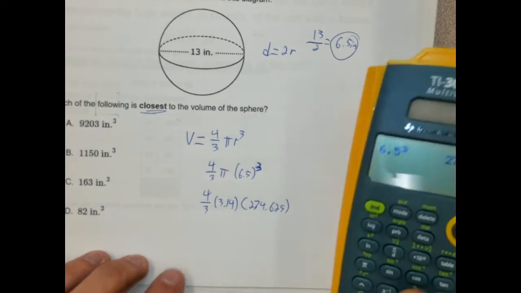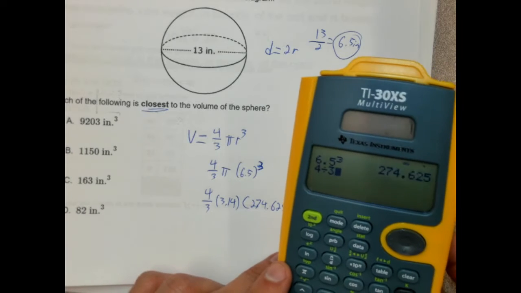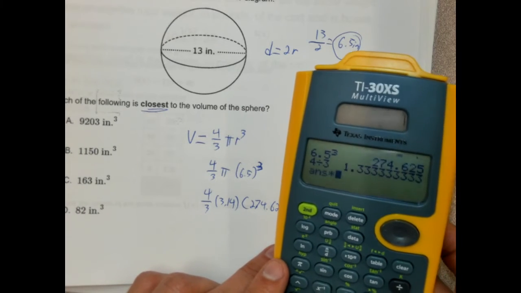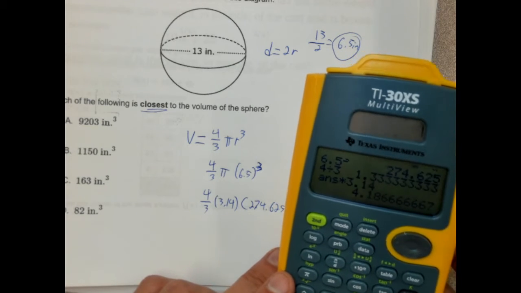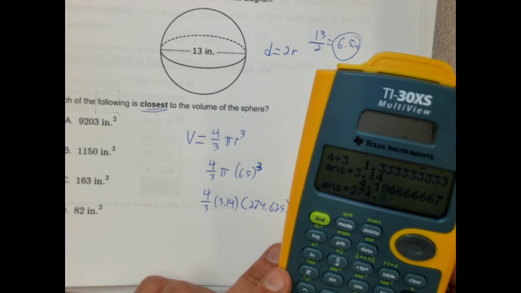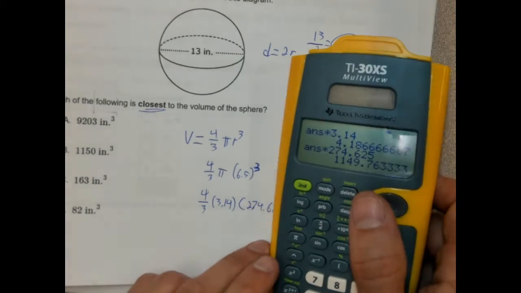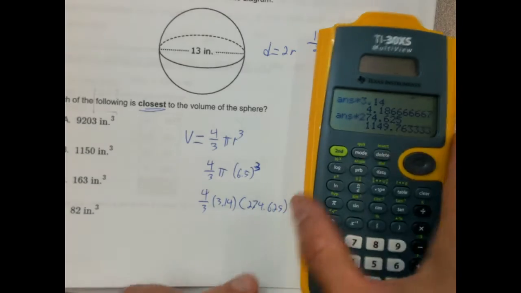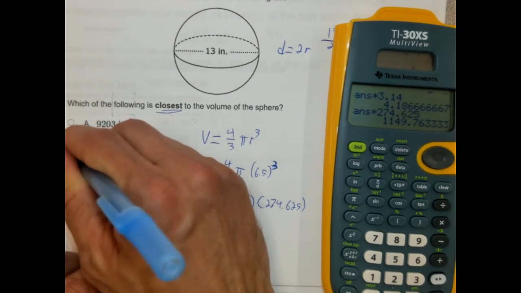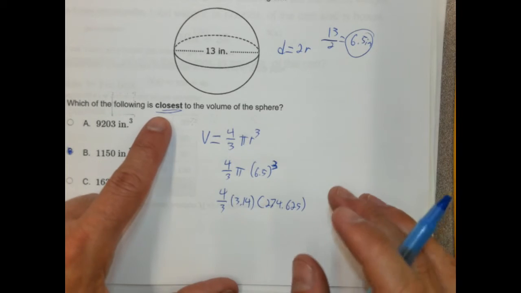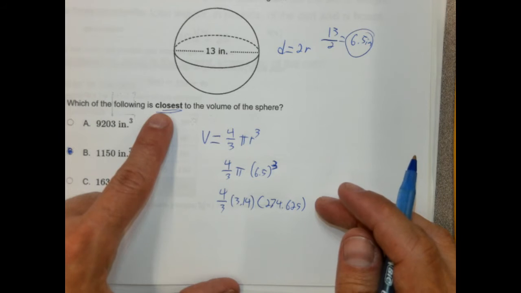So we're going to say 4/3, and we're going to multiply that by 3 and 4. And then we're going to multiply that by 274 by 625. We're going to get this ugly number, right? Which is awfully close to that. Now, if you didn't have a calculator, closest to typically means estimation, right?